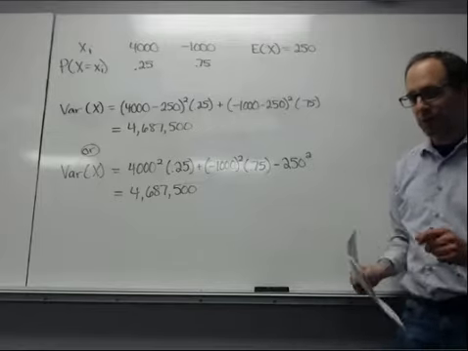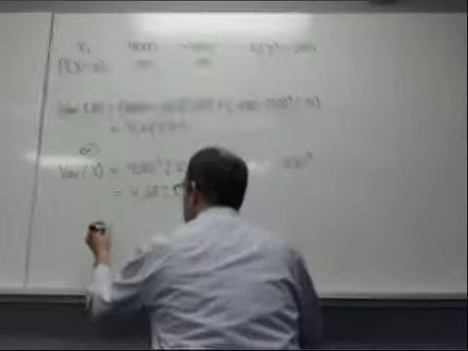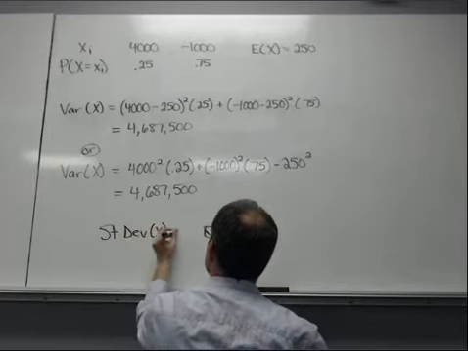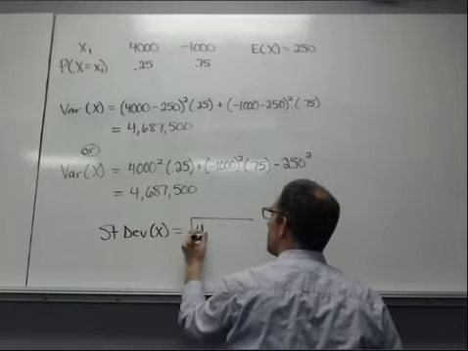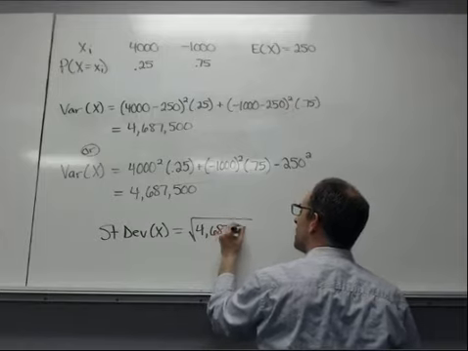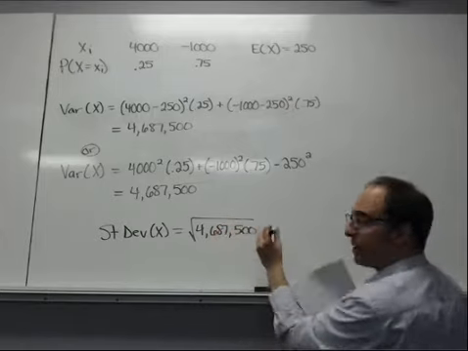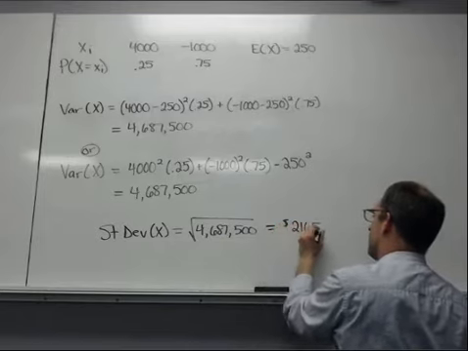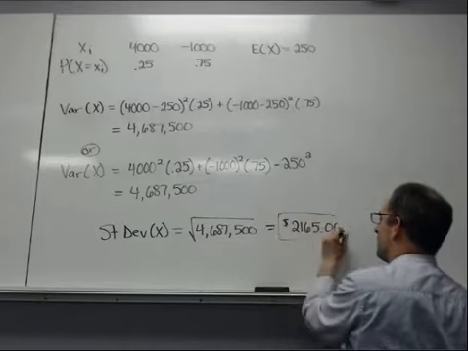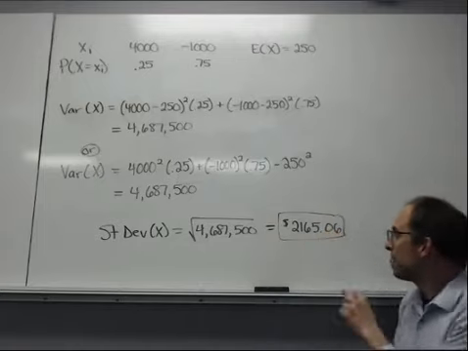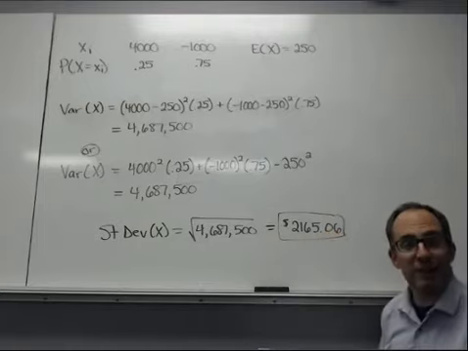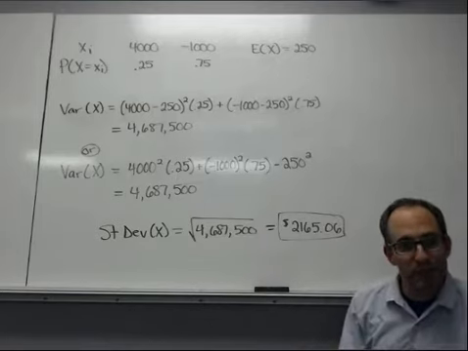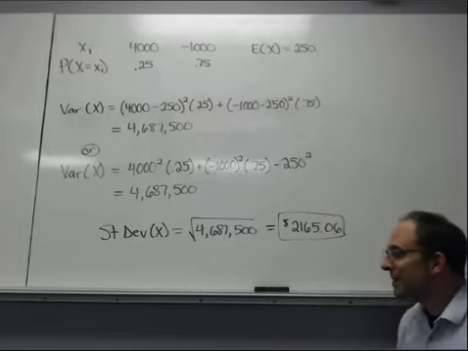And if you take the square root of the variance, what you get, I think I can squeeze this in on the board down here. So the standard deviation of x would be the square root of 4,687,500. And what you end up with is 2165.06. And that number, when you look at it, you think, okay, that I understand, right? It's in dollars, just like everything else, right? Square dollars is kind of abstract and weird, but dollars, that makes sense.